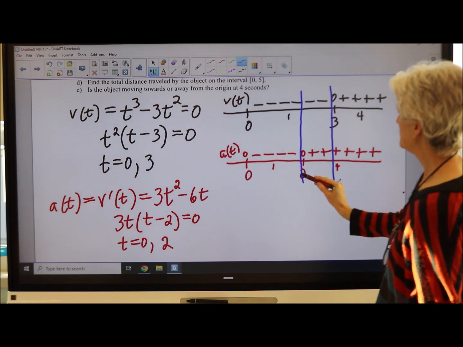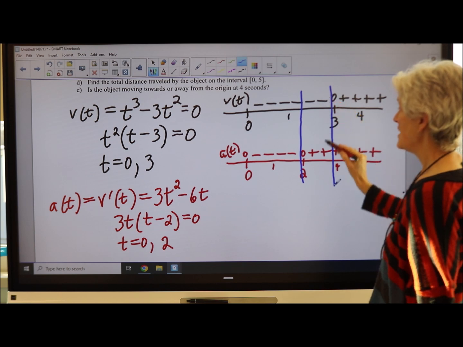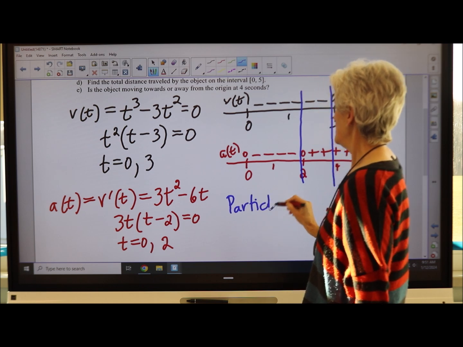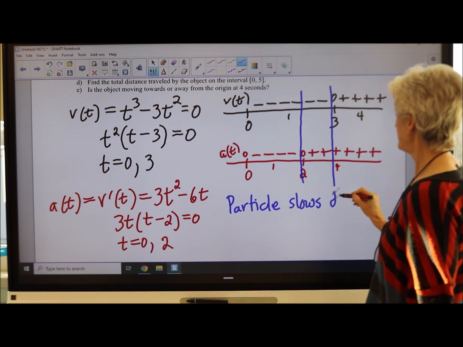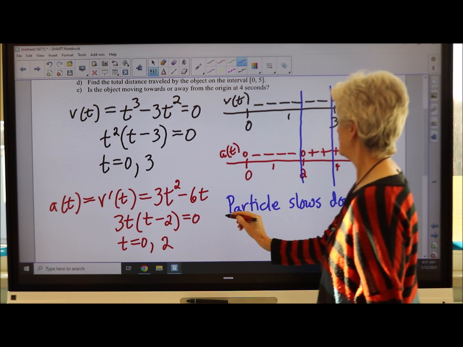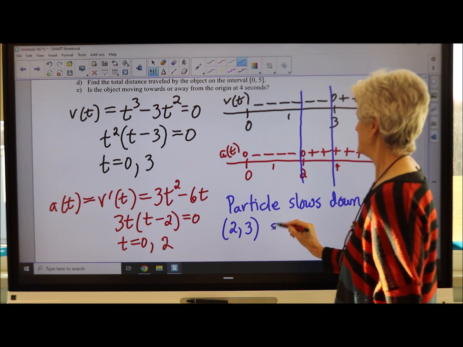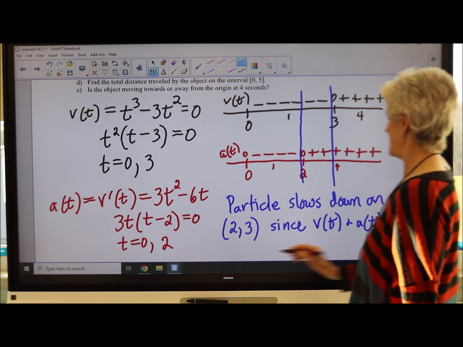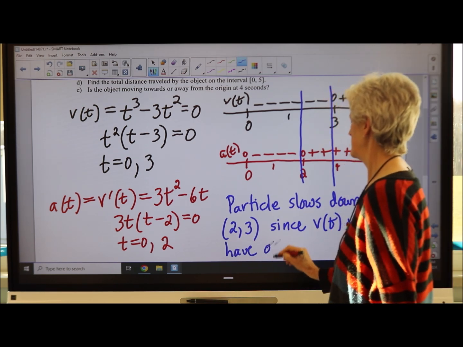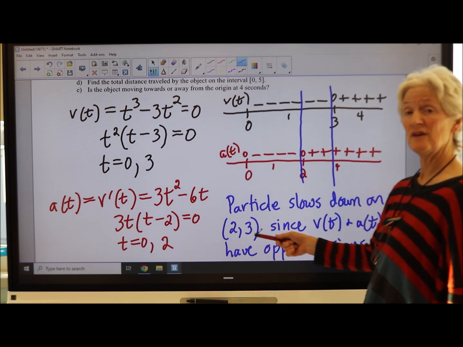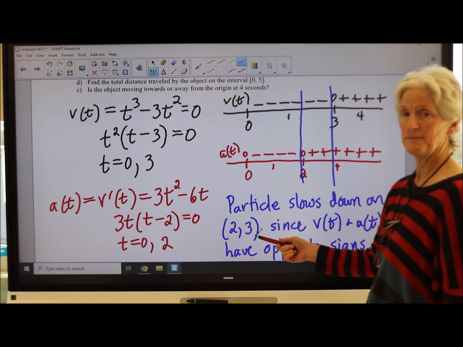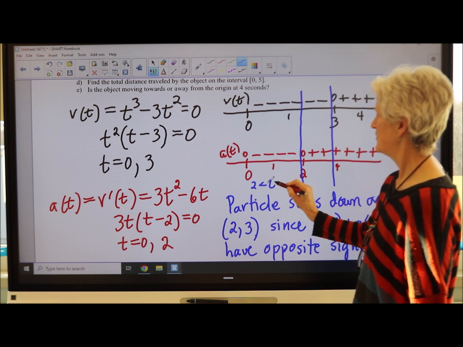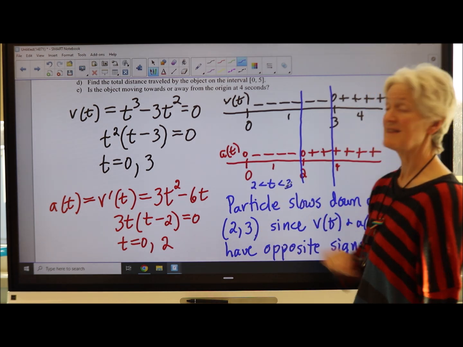Look at that. From 2 to 3, my velocity is negative, my acceleration is positive, so my particle or my object, whatever it is we're calling it, slows down on the interval 2 to 3, since velocity and acceleration have opposite signs. Remember, this is the non-inclusive interval notation from 2 to 3. If you didn't like writing it like that, you could say 2 is less than t, which is less than 3, but I think that's easier.